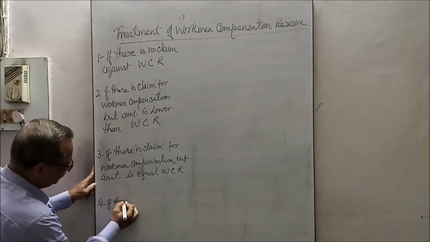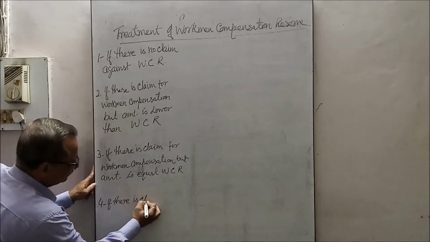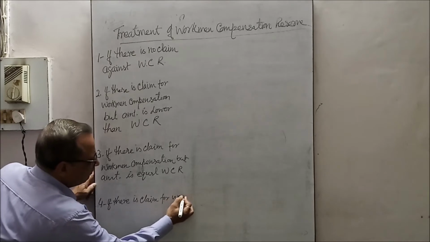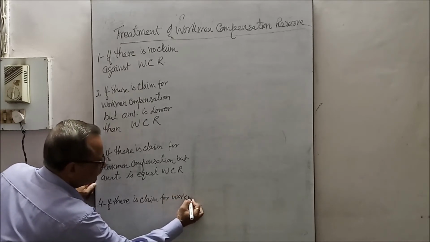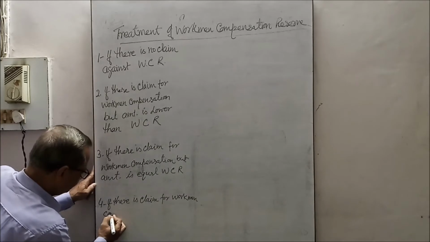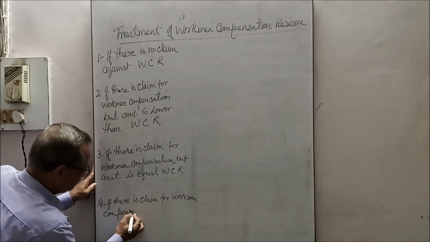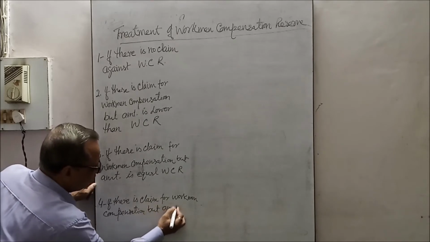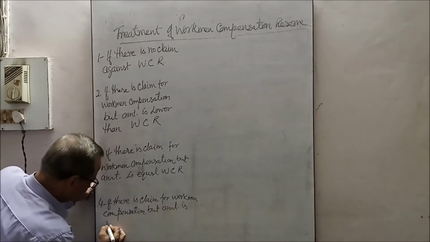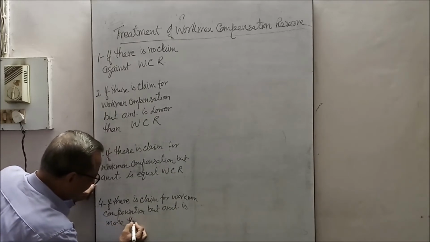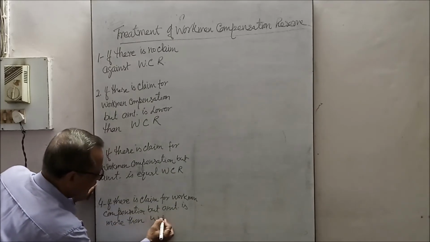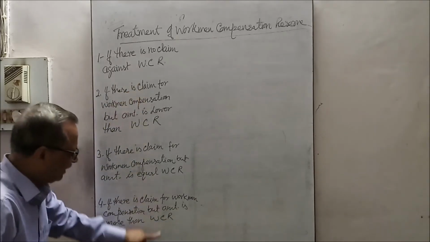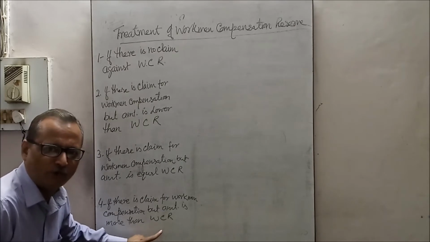And fourth is, if there is a claim for workmen compensation but the amount is more than the workmen compensation reserve. With that workmen compensation reserve, everywhere I have written here, that is appearing in the books.